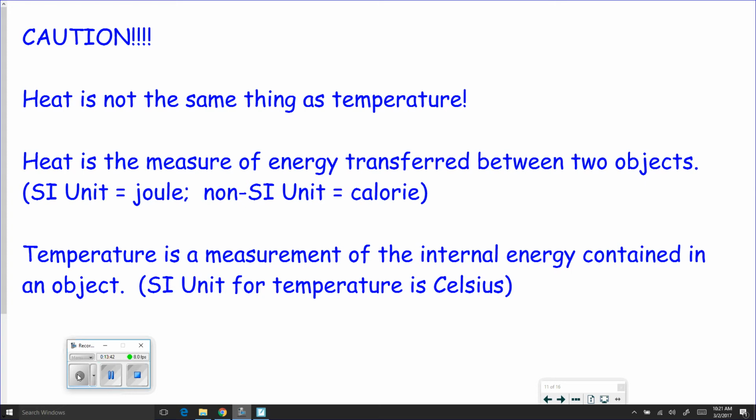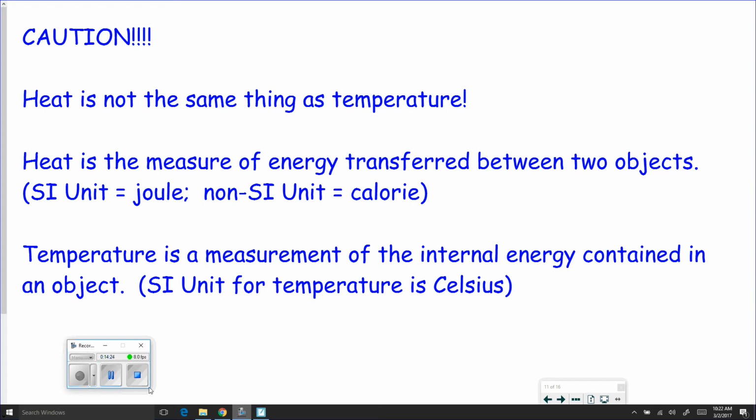So I promised I was going to say this again, and here I am saying it again. Heat is not the same thing as the temperature of an object. Heat is the measure of the energy transferred between 2 objects, and those 2 objects are different temperatures themselves, or have different amounts of internal energy. Heat is a measure of energy transfer, so the heat's unit is the joule in SI units, and we know the unit for heat in the standard measurement units of calorie, which we dealt with in the power lab.